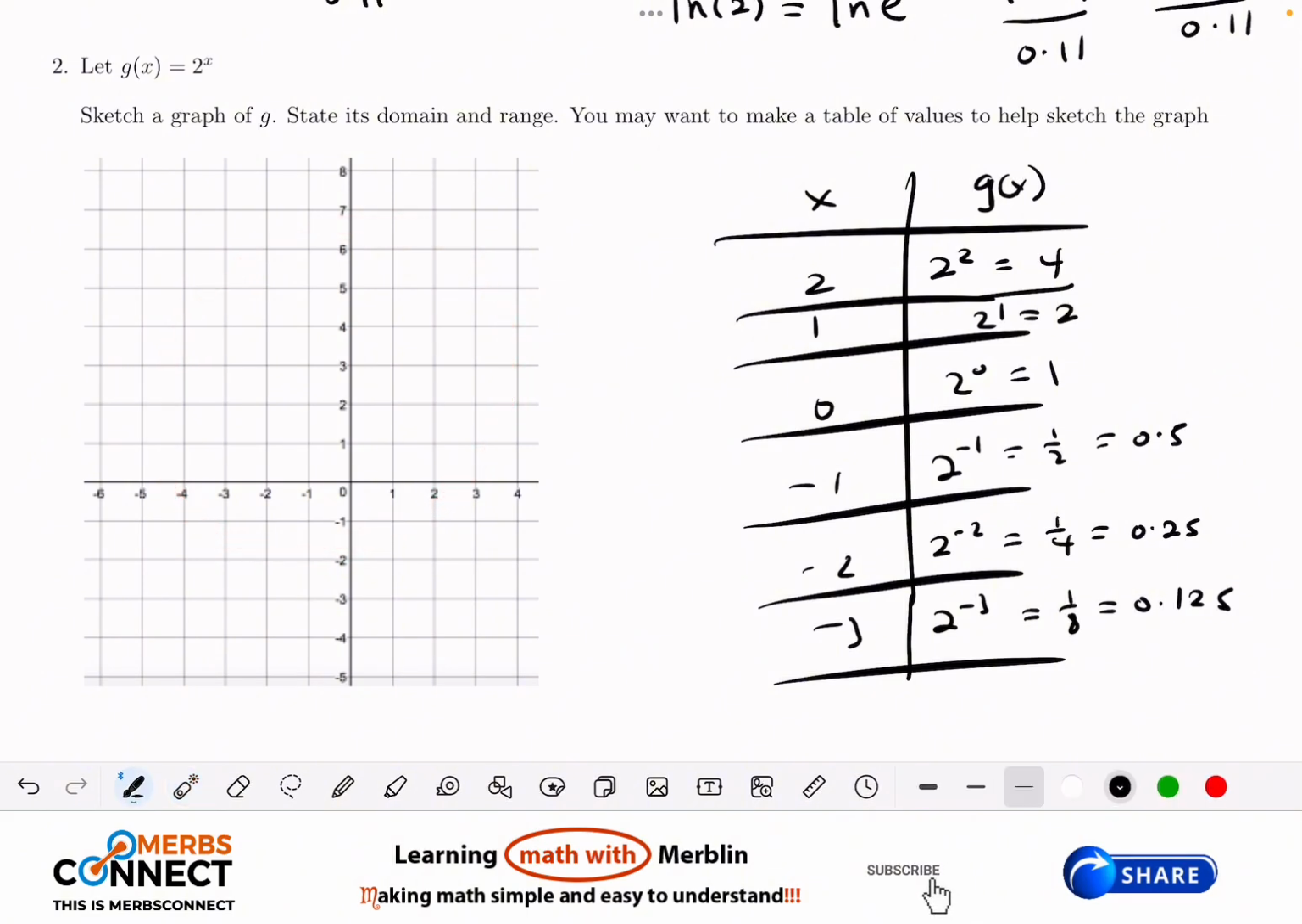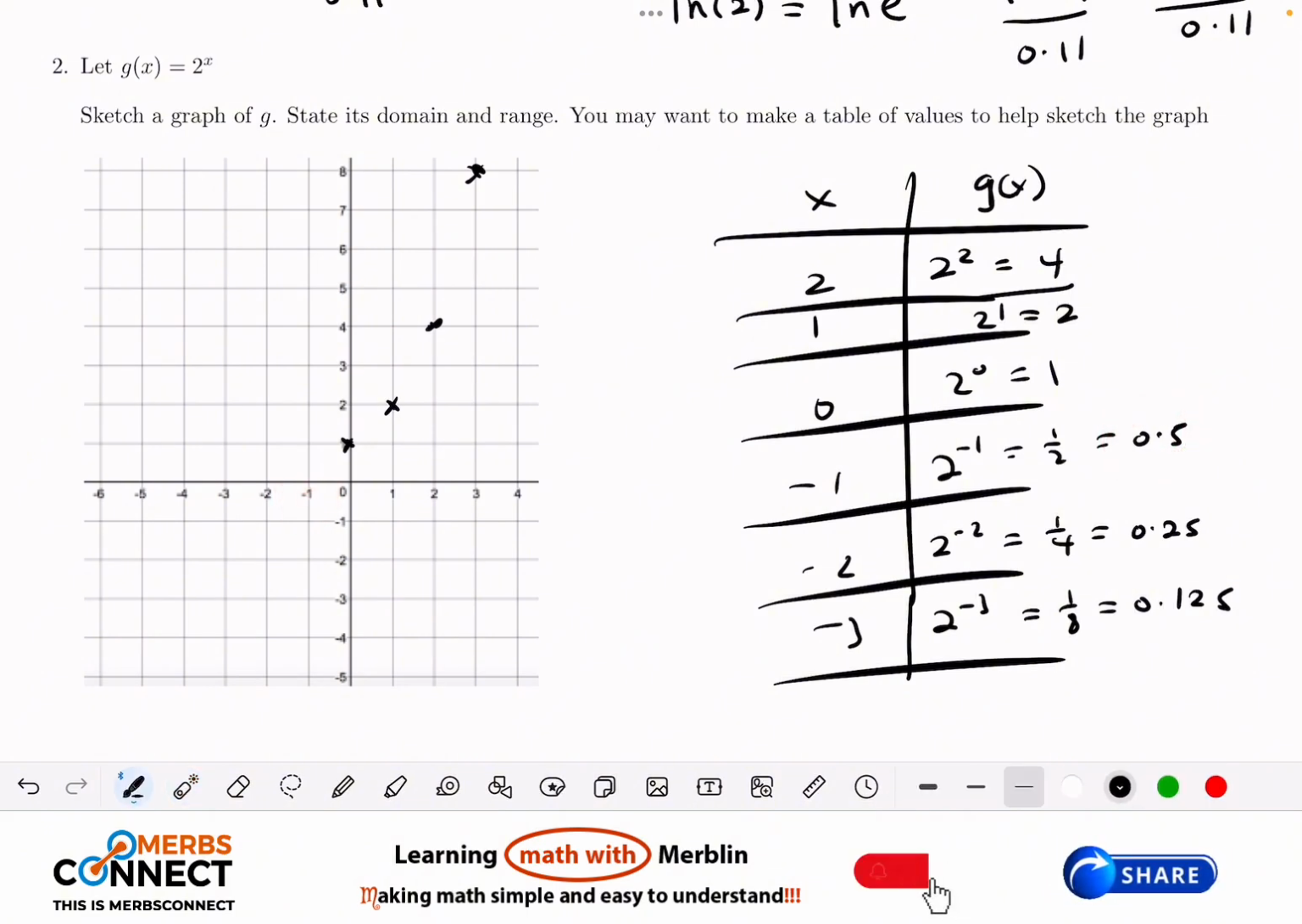So at 0 here we are going to have 1. At 1 we have 2, so we are going to have it here. At 2 we have 4, so we are going to have it here. We can even think of 3. When I put 3 there, I'm going to have 2 to the power 3, which is equal to 8. So at 3 we are going to have 8, so I can even add that one to it. Then at negative 1, we have 0.5.